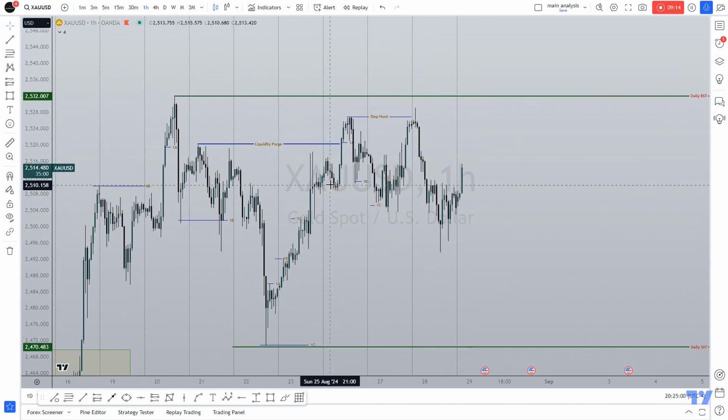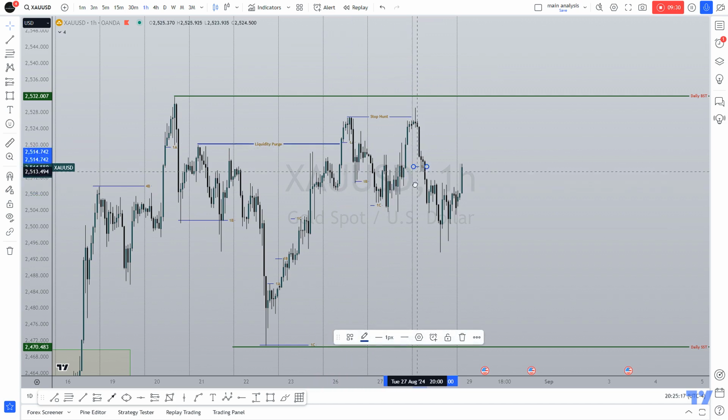So a liquidity purge is usually characterized by vector acceleration, so aggressive price action above prior highs. Especially, we can see a series of highs that were created here. Whereas a stop hunt could be just a wick slightly above the prior high, and then the market trades back into the range.